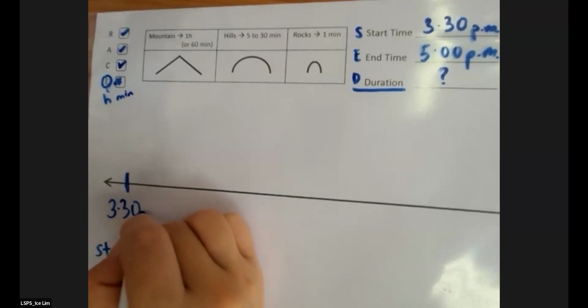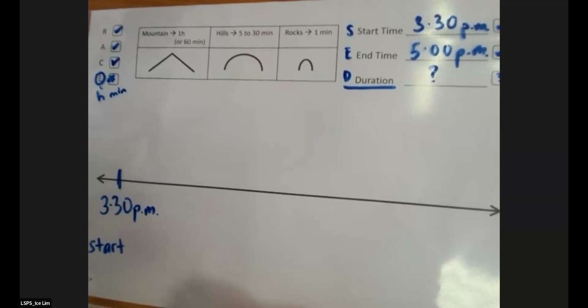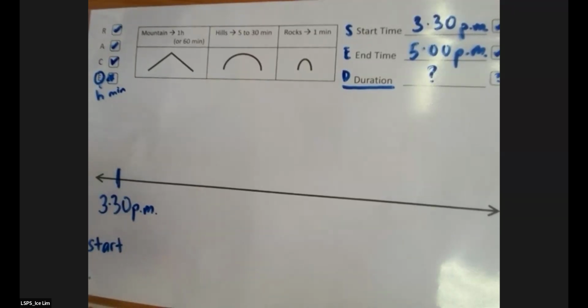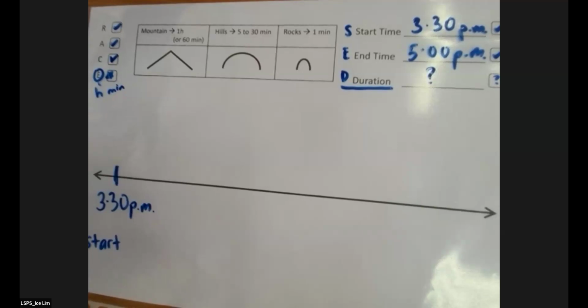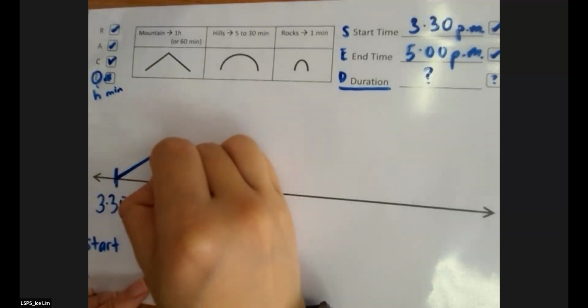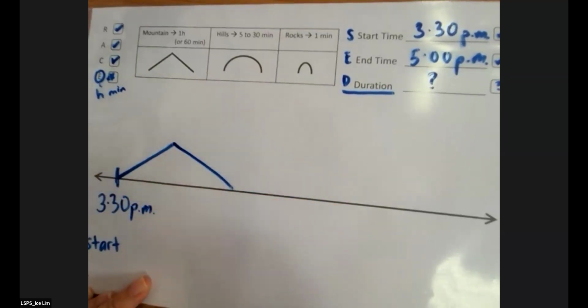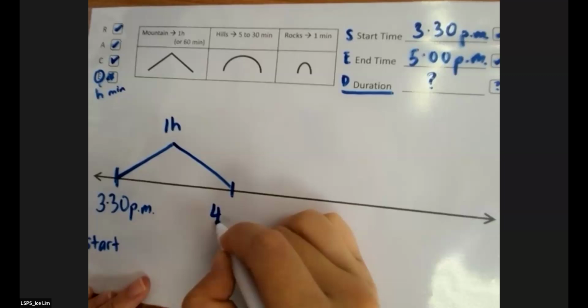Now, there are different ways of doing this. I can do it by counting the hour first, then the minutes, or the minutes first, then the hour. What does this mean? I will go with the textbook example first. The textbook went by hour first. So I can draw a mountain for an hour. One mountain for an hour is like a long time. So this is 1 hour and it became 4:30 p.m.